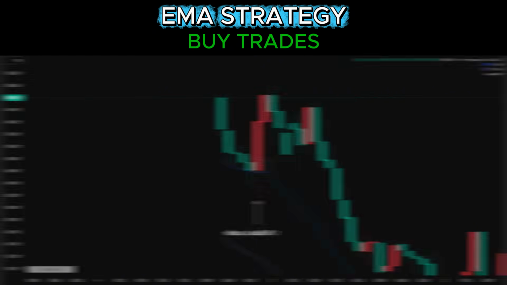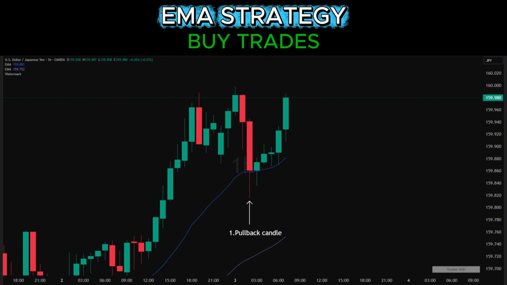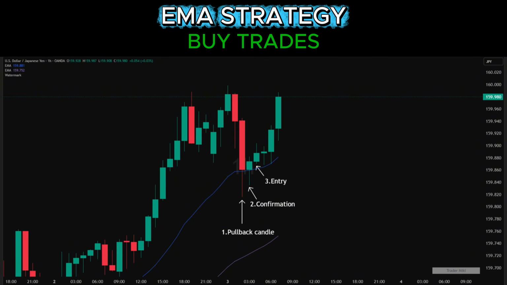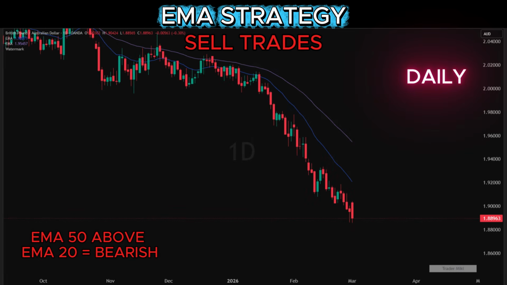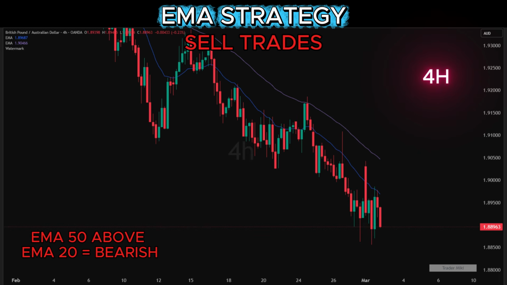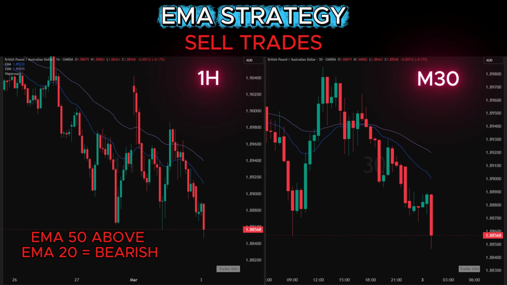strong trend. These are buys from the 20 EMA using the 1-hour time frame. The pullback candle is bearish and closed above the EMA. The confirmation candle is bullish and the entry candle is third with a 1 to 2 risk reward trade. For sells, market structure should be bearish. The 50 EMA should be above the 20 and pointing down from the daily time frame to the 30-minute.